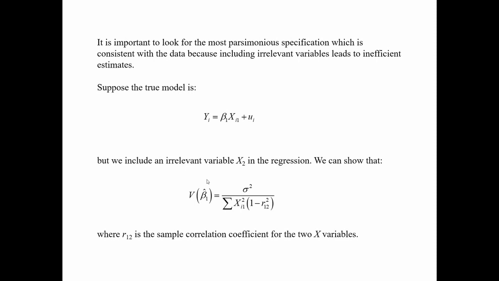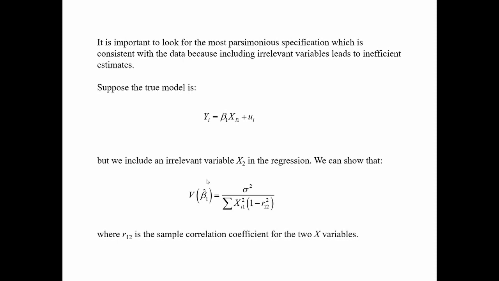Suppose, for example, the true model was y equals beta 1 x1 plus u1, but we'd included an irrelevant x2 variable in our regression equation. Now, using standard formulas that we've developed in previous lectures, if we include x2 in the regression equation, the variance of our estimate of the beta 1 parameter would be sigma squared, which is the variance of the error term, divided by the sum of x1 squared multiplied by 1 minus r12 squared, where r12 is the sample correlation coefficient for x1 and x2. That's a standard result, we derived it in previous lectures.